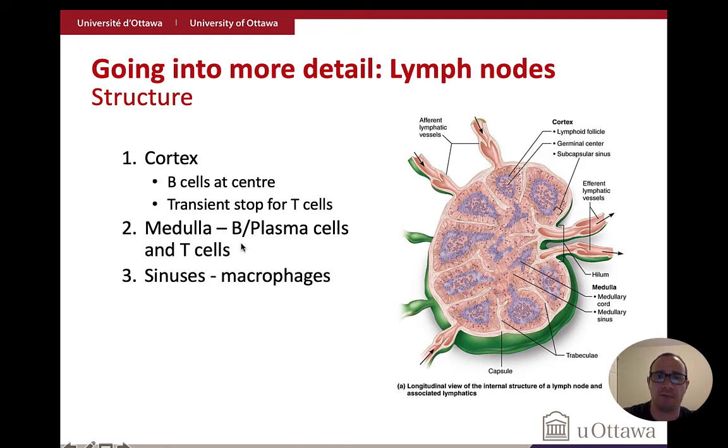Medulla is where you have most of these plasma cells and T cells. The cortex has a few T cells, but mostly B cells. And these are really just different arrangements that allow you to properly filter and clean your blood of any of these antigens. Again, what is an antigen? It's any foreign body that's in your system. So bacteria, debris, defective cells, cancer cells, these would all be classified as antigens.